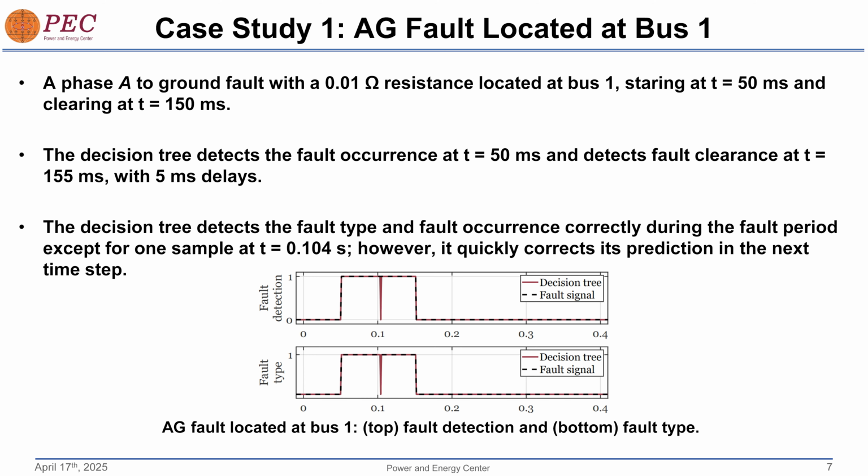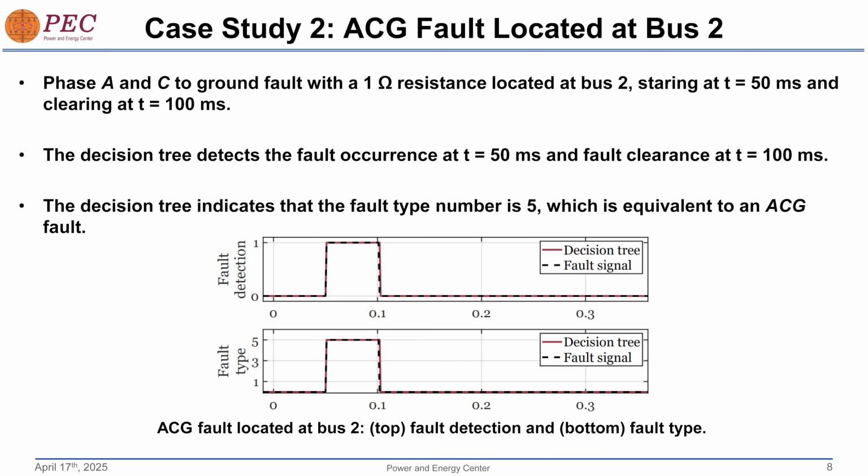So for our first case study, we'll look at an A to ground fault, and this is the fault type 1, and this was located at bus 1. So as you can see, the decision tree model overall did really well. There's only one point during the fault where the decision tree model essentially became unsure and wasn't quite certain whether or not there was a fault, and so it oscillated down towards 0. But as you can see, it recovered from that instantly, and overall it tracked the fault extremely well.